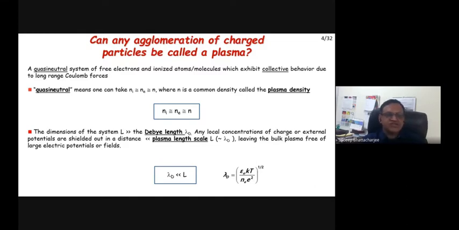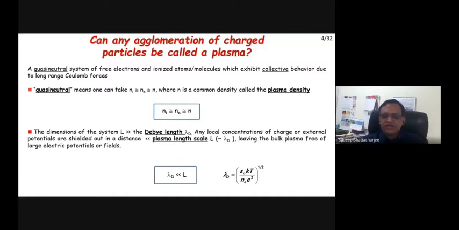A plasma is a quasi-neutral system of free electrons and ionized atoms or molecules, which exhibit collective behavior due to long-range Coulomb forces. Now, what do I mean by quasi-neutral? It means that we can take the number density of ions almost equal to the number density of electrons, and n is called the common density. So both ion density and electron density are equal, and we take it as the plasma density. The second point is that the dimension of the system, L, should be much greater than the Debye length, lambda D. Whenever you have a system, if the system size is much larger than the Debye length, that is another criterion.